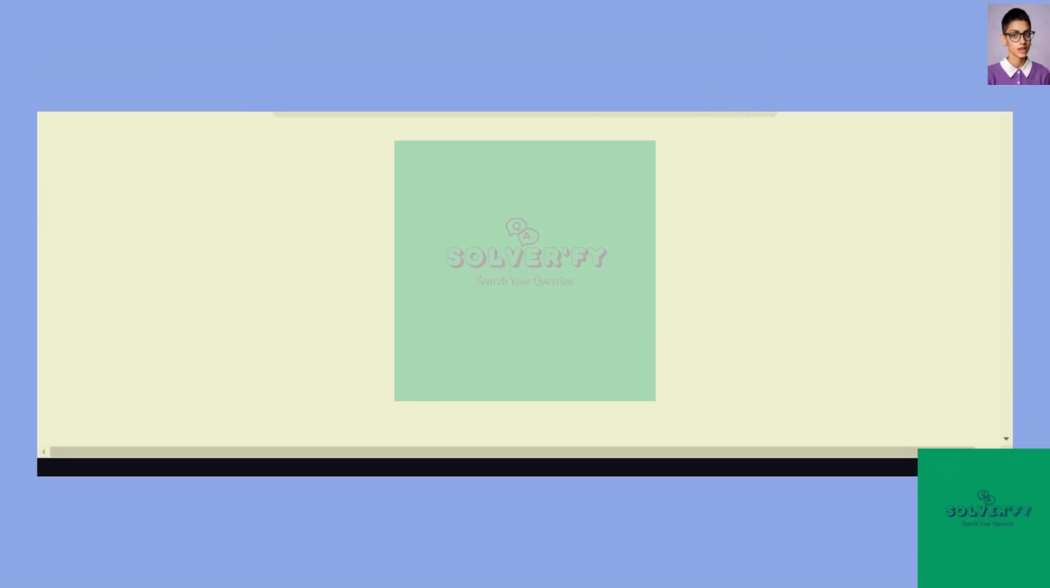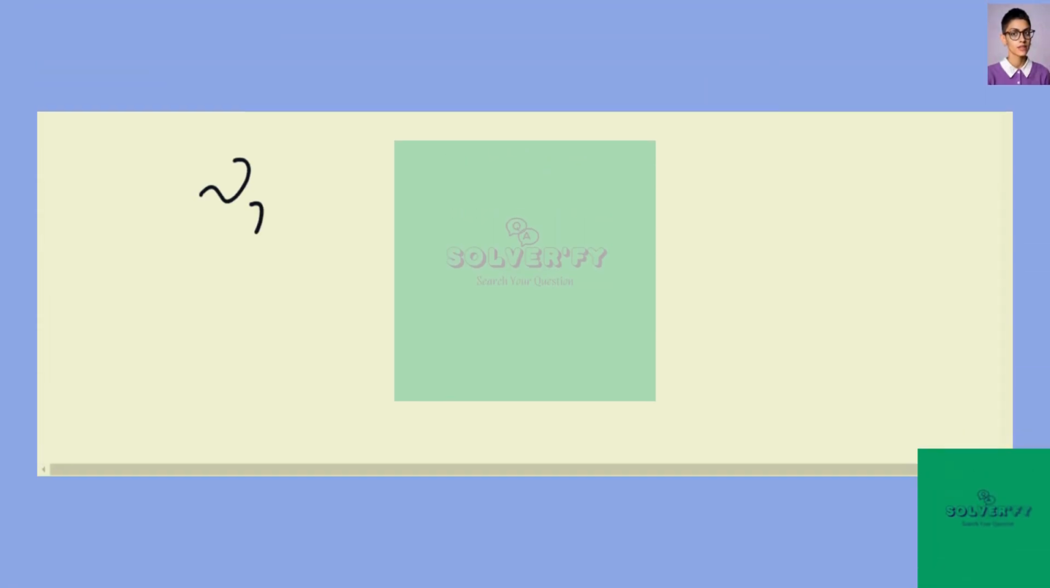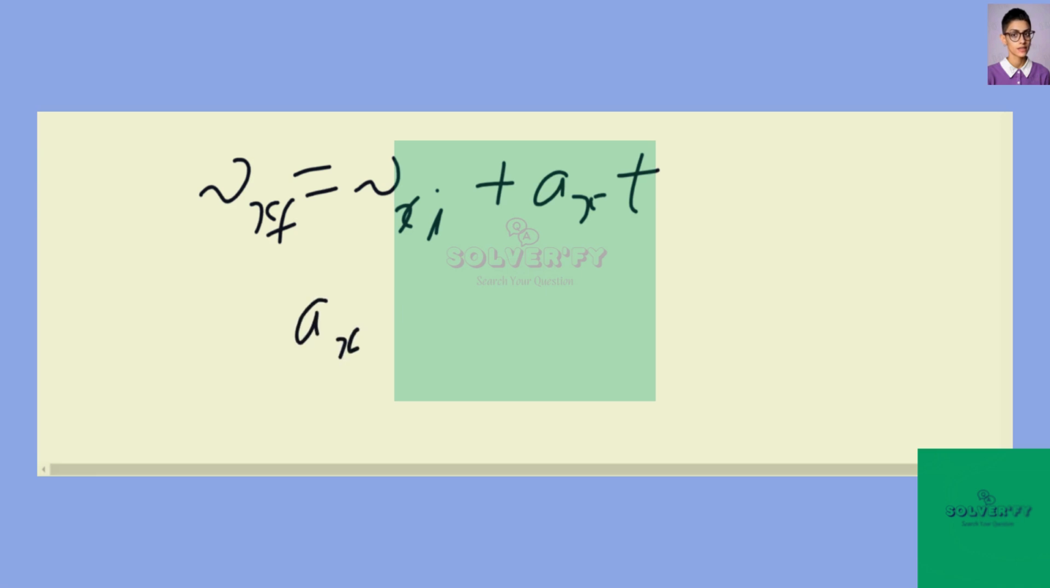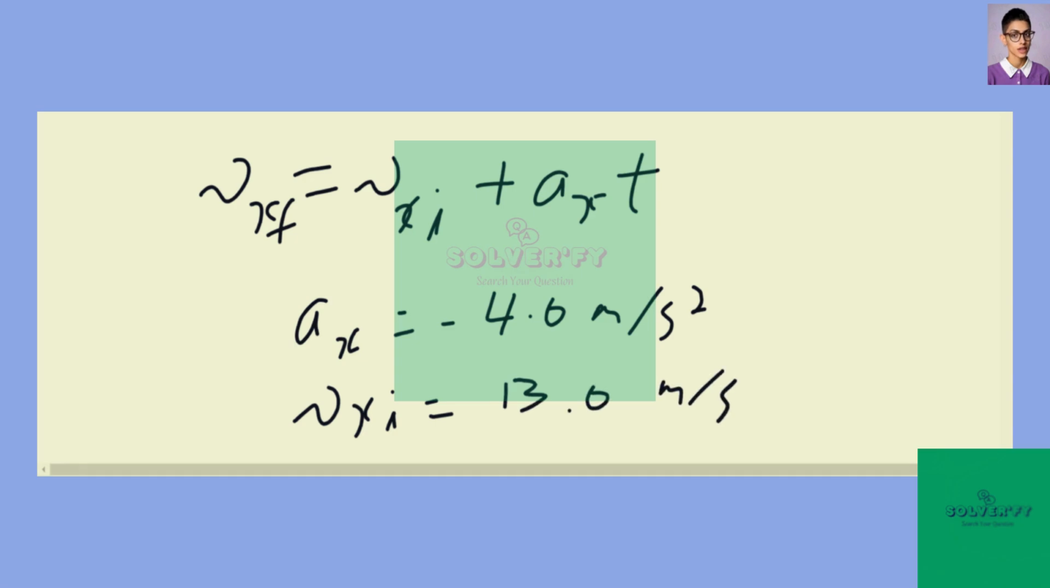To solve this problem, all we have to do is use the equation of motion for the velocity with constant acceleration, which is: the final value is the initial value plus the acceleration in that dimension times the time. We're told that the acceleration is negative 4 meters per second squared and that the initial value of the velocity is 13 meters per second.